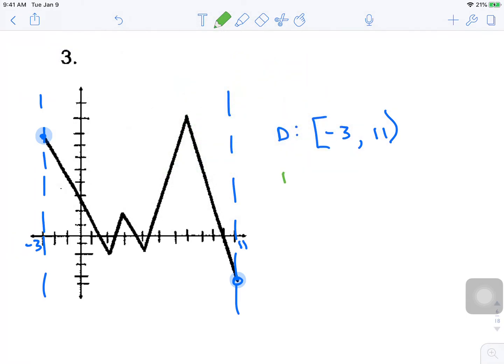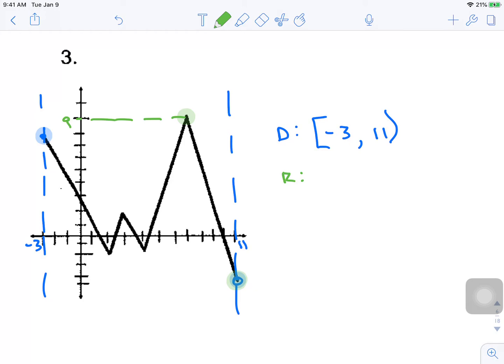Now I'm going to do the exact same thing for the range, only this time it's going to be the y values, and y is the highest and lowest points. So now I'm going to highlight the very highest point and the very lowest point. Doesn't matter if we use the same point or not. So I'm going to draw my dotted line to see that this is 1, 2, 3, 4, 5, 6, 7, 8, 9 on the y-axis.